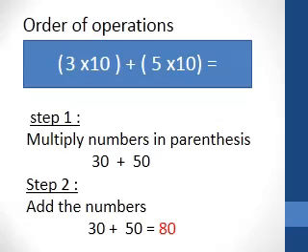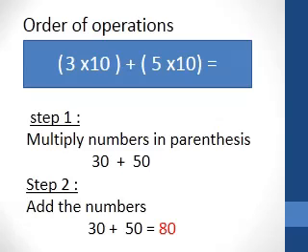If you look at this equation, we have 3 times 10 in a parenthesis plus 5 times 10 in the parenthesis. So what you have to do is to do everything inside the parenthesis first. So the one that always wins is the parenthesis. So you have to do everything inside it. So if you multiply 3 times 10, you are going to get 30, which is a multiple of 10.